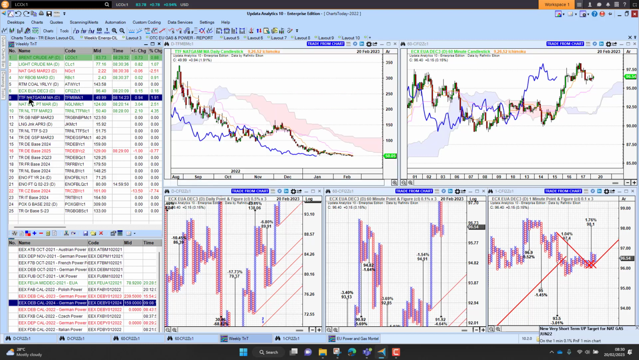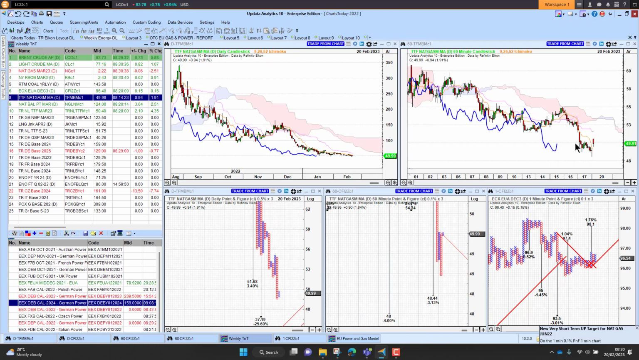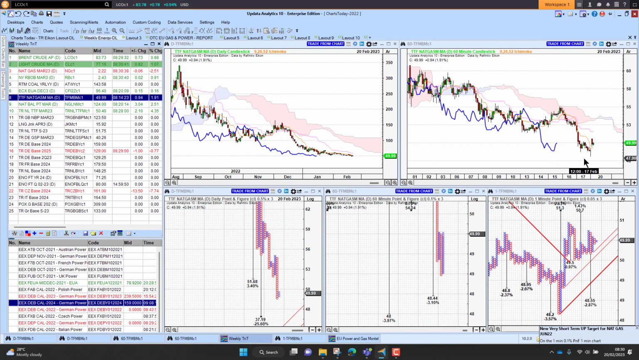Looking at gas prices, we're actually up 2% this morning. We did fall below 50 euros on the TTF contract front month, so that's really significant. We are still bearish below the cloud on the medium term and the short term. We've got mixed targets today. Watch for new targets kicking in there.